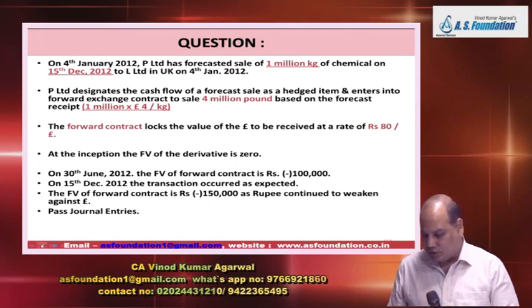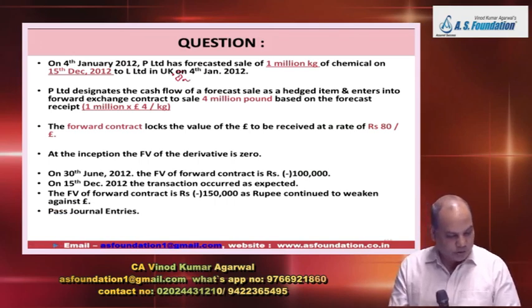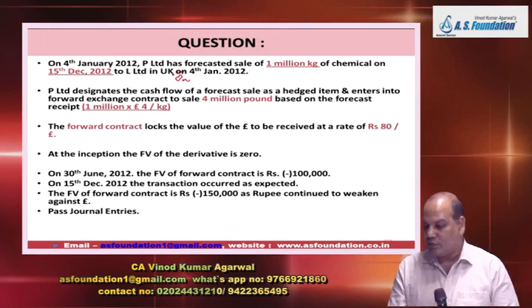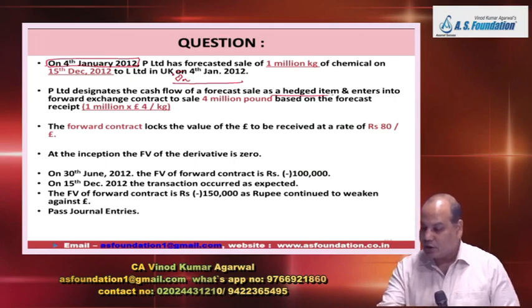On 4 January 2012, P Limited designates the cash flow of a forecast sale as a hedged item. On 4th January 2012, this is the date when we are forecasting a sale. We have decided to call it a hedged item and enter into a forward contract to sell 4 million pounds. Why 4 million pounds? Because the quantity is 1 million kg and the rate is 4 pounds per kg.